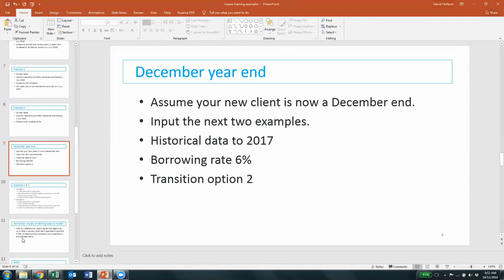Okay, now what I would like you to do is to save those 2 spreadsheets, close them down, and I want you to now attempt to do this for a December year end. So open up a new transition. We're just going to work on the transition spreadsheet this time. So open up a new transition spreadsheet, and I want you to set up the time series for a December year end. We've got historical data to 2017, borrowing rate of 6%, and we're going to transition using option 2. Please pause the video and set up the time series.